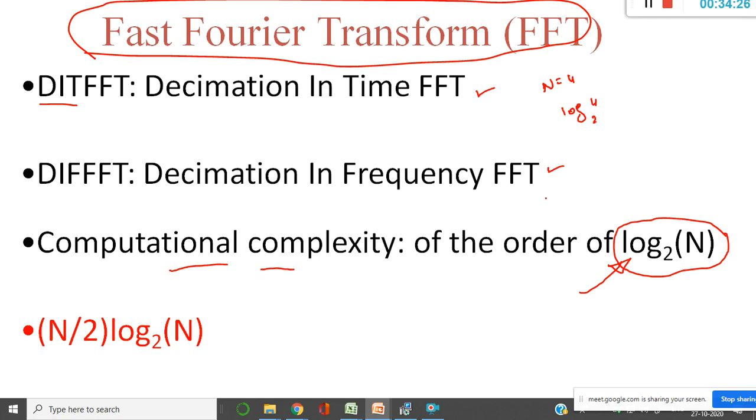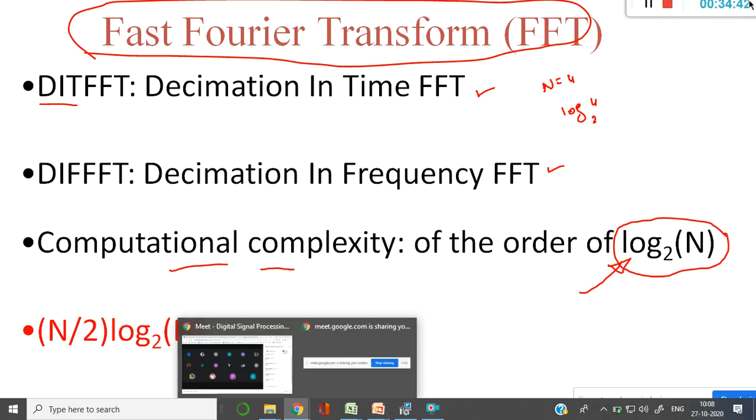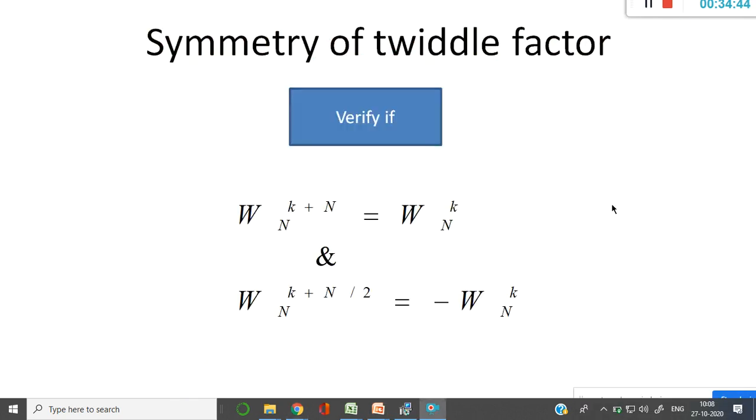I hope that till here, the revisit of the DFT and why we go for the fast Fourier transform, you got the concepts clearly. I'll come back to it. So before entering into the fast Fourier transform, let us have a small understanding with respect to the Twiddle factor here.